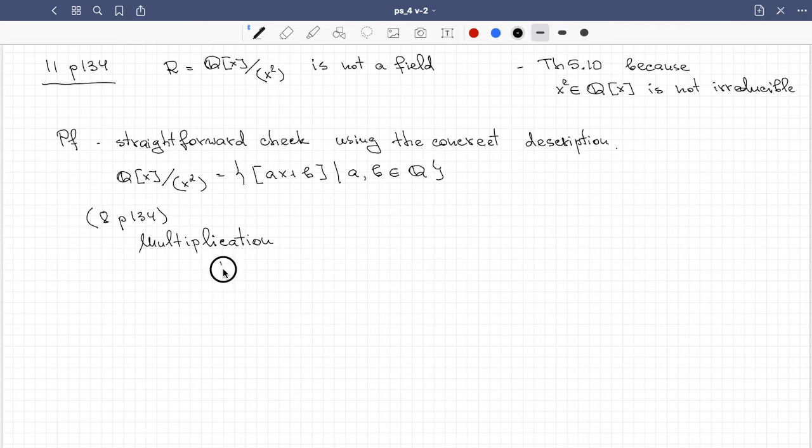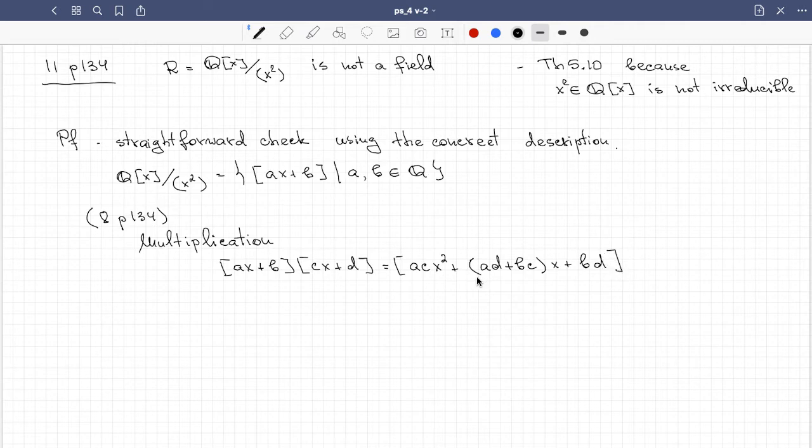We take ax plus b again as previously, the class of ax plus b, and the class of cx plus d, and as previously we multiply representatives to get acx squared plus (ad plus bc)x plus bd, and again we produced a polynomial which is a quadratic in general.